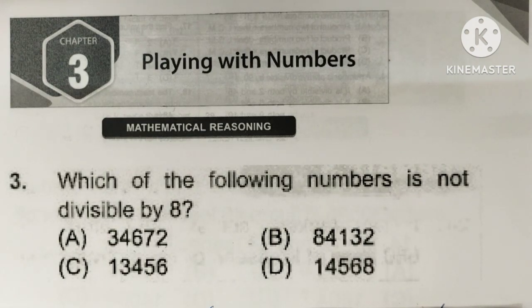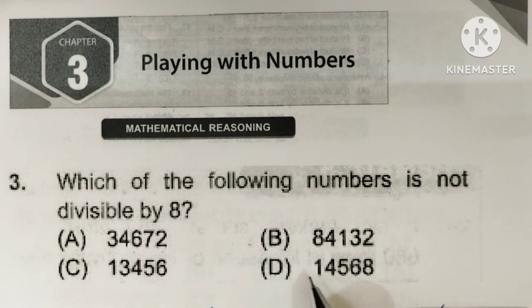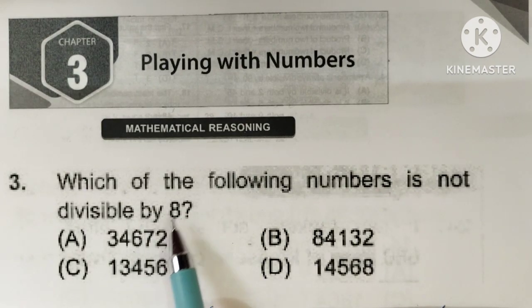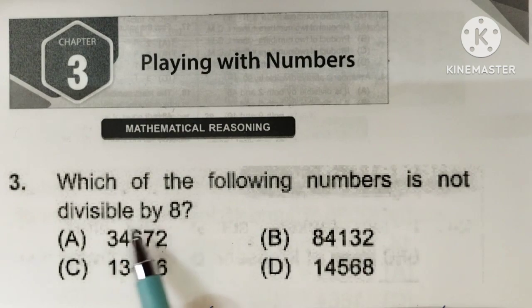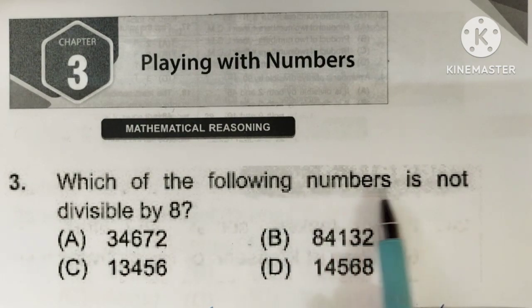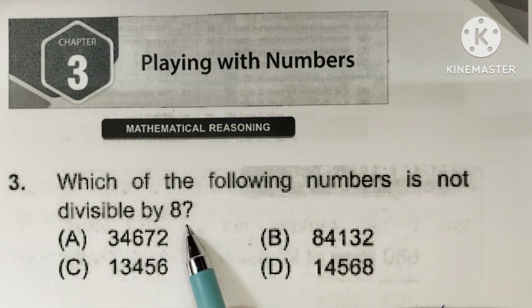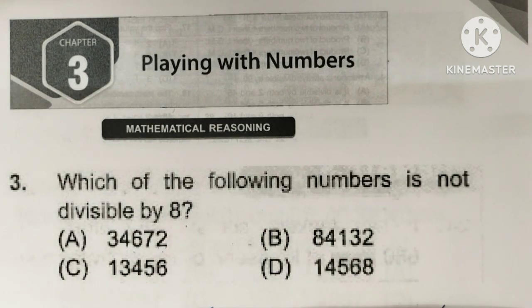Third question: which of the following numbers is not divisible by 8? Here 4 numbers are given. In these 4 numbers, which number is not divisible by 8? According to the divisibility rule of 8, if the last 3 digits are divisible by 8, then the total number will be divisible by 8. But in the question, we need the number which is not divisible by 8. So let us check one by one.